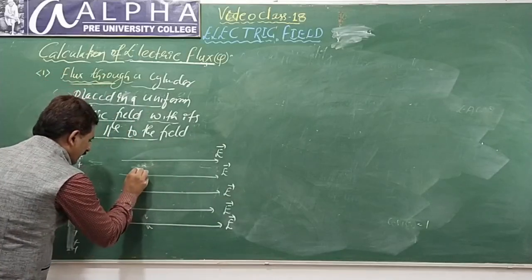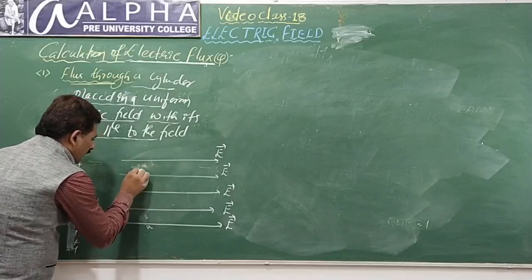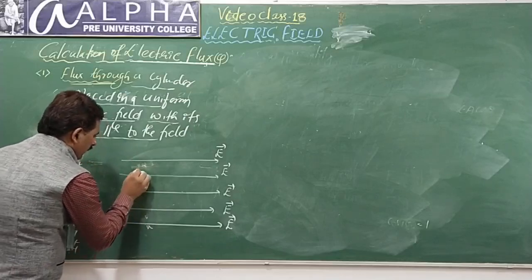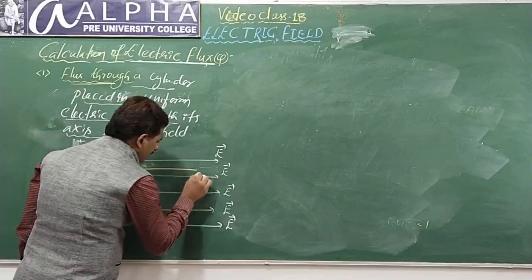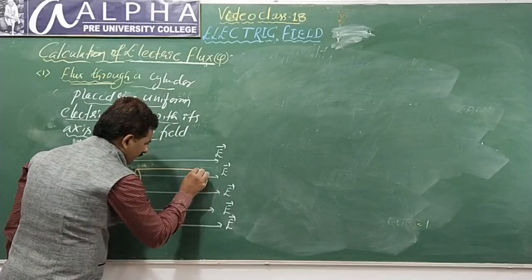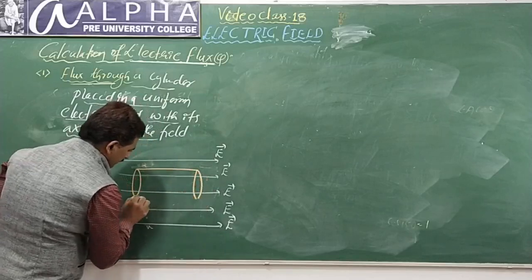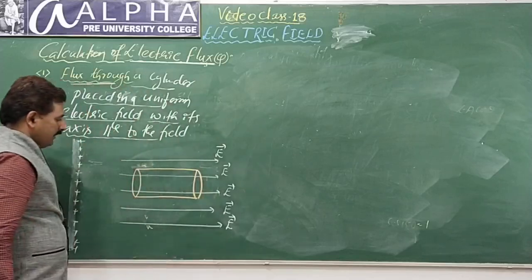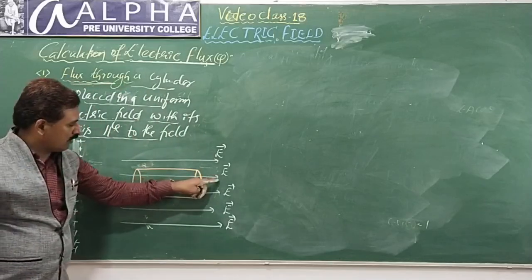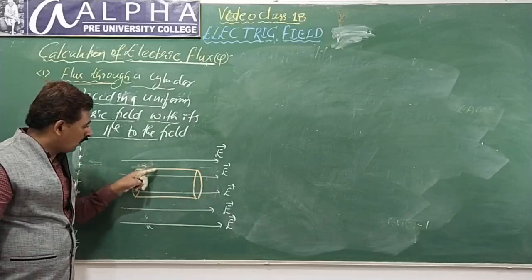So I consider a cylinder. This is one end face of the cylinder. This is the other end face. I write like this, both the ends visible like this. Right? See, the electric field is just parallel to the longer side, right?